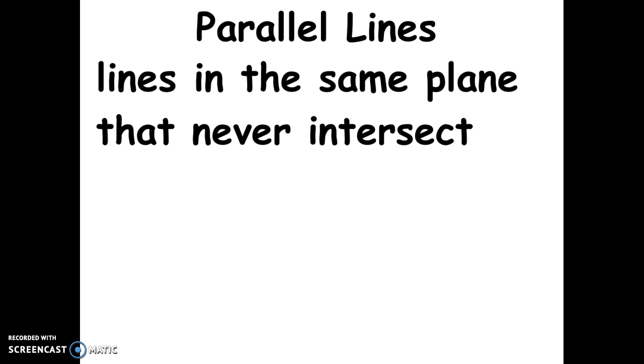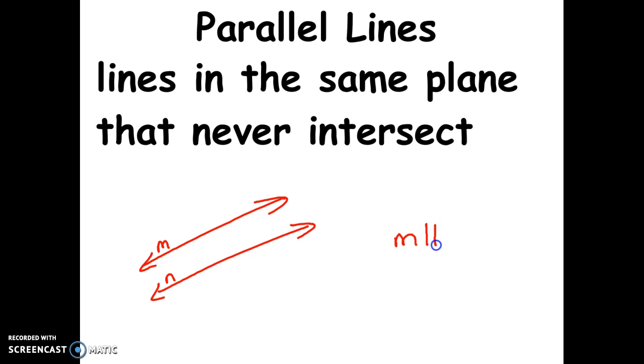Parallel lines are lines in the same plane that never intersect. So these are lines that have the exact same slope, meaning they will never actually touch each other or intersect. I think that we're all familiar with what parallel lines look like. So if this were called line M and this were called line N, the way that we would notate that these 2 lines were parallel is just like this. This says that line M is parallel to line N.